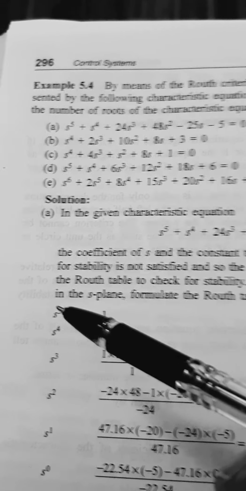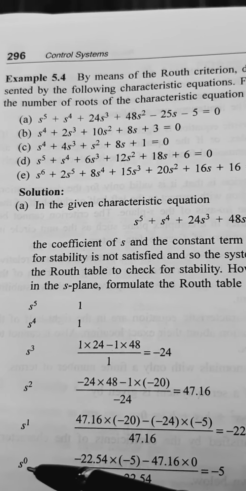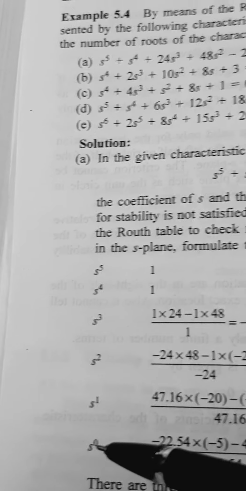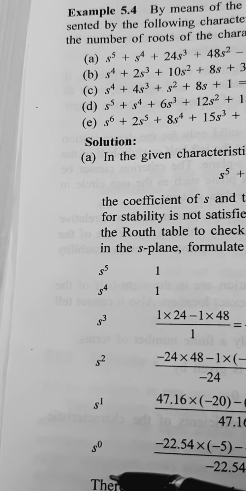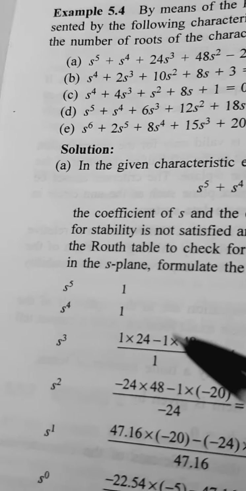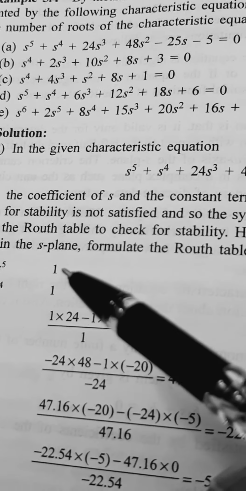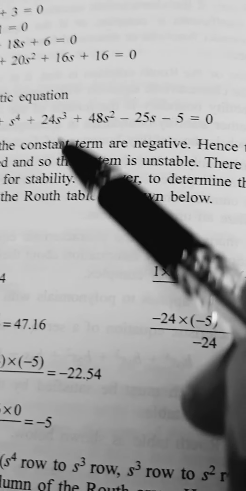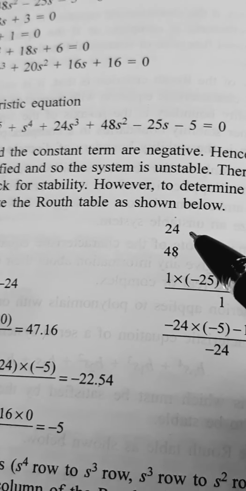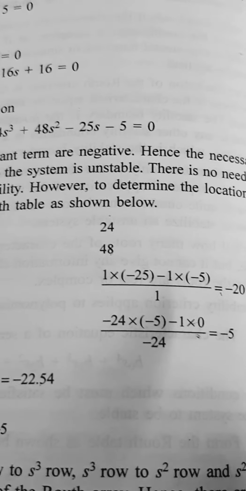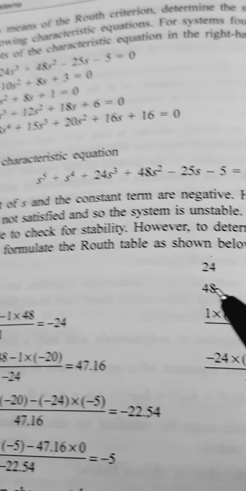This representation is for reference purpose only. Next S3, S2, then S1, S0, S raised to 0. Till S raised to 0 you have to make the rows. Now the coefficient of S5 you have to take first, then coefficient of S3, that is 24, then coefficient of S, that is minus 25. That will be the first row.